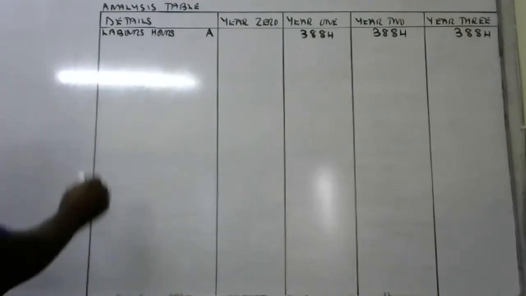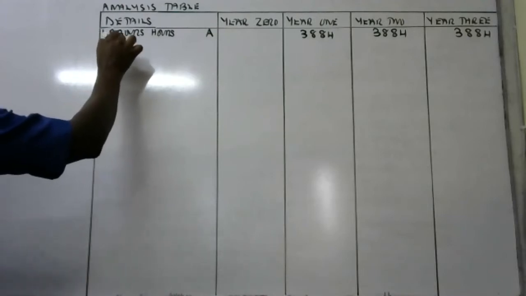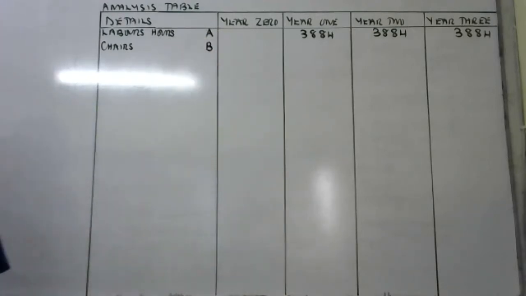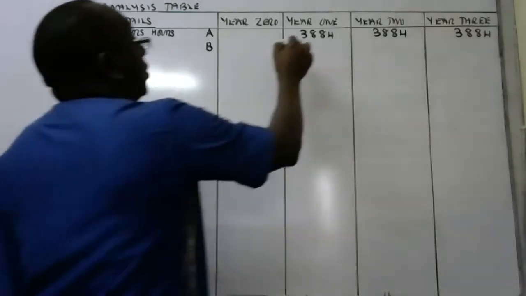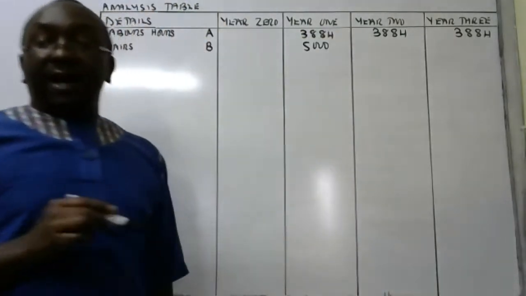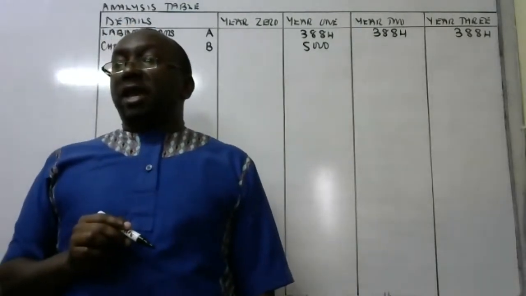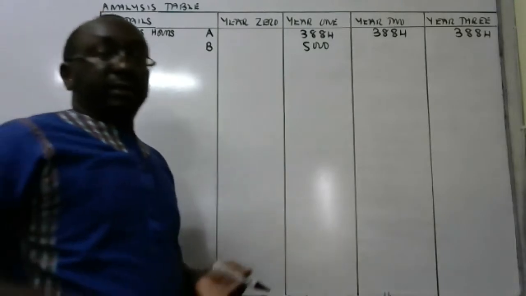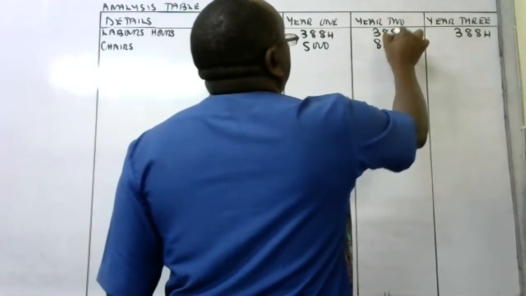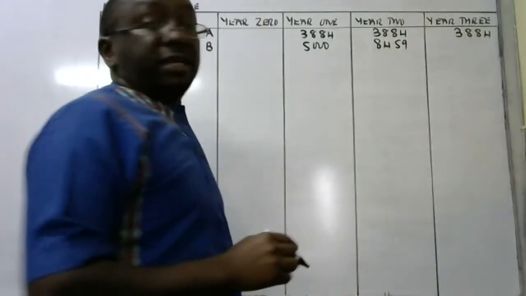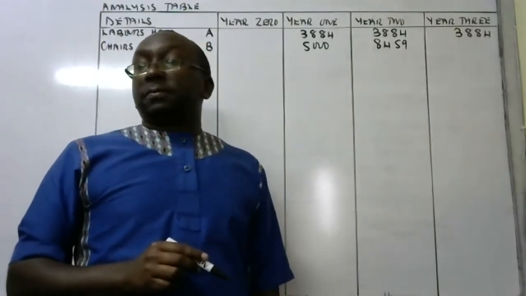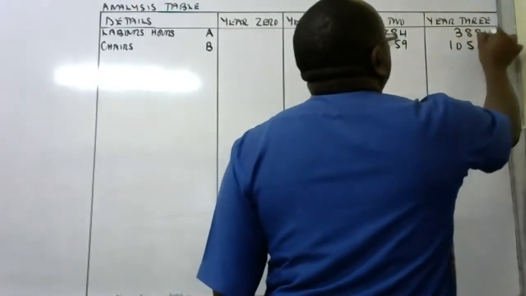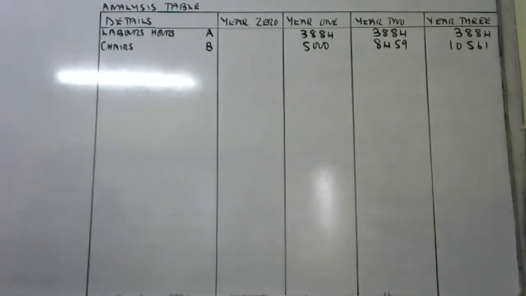Then we shall have chairs. The chairs, I want us to call them B. In the first year, we had been told we made 5,000. In the second year, we made 8,459. And in the last year we had 10,561. So it's a little tricky, track those figures.